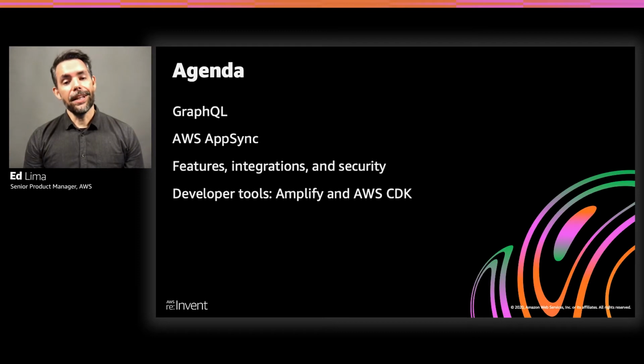We start by quickly leveling up on GraphQL as a technology. Then we'll talk about AWS AppSync and how it leverages GraphQL to provide a powerful and flexible serverless API solution. We then showcase some unique features, capabilities, integrations, as well as security options built into the service. After that, we go through powerful developer tools that allow developers to create their AppSync GraphQL APIs, improving development agility, velocity, and flexibility.